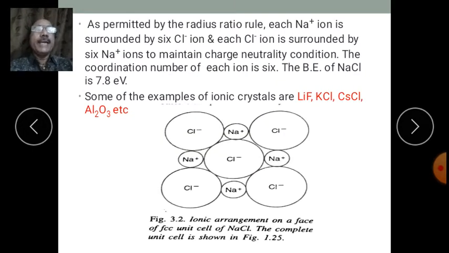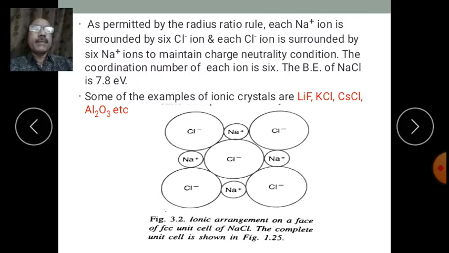As permitted by the radius ratio rule, each sodium plus ion is surrounded by 6 chlorine minus ions, and each chlorine minus ion is surrounded by 6 Na plus ions to maintain the charge neutrality condition. We have seen the coordination number of the opposite charged ions in the case of the NaCl structure. It is 6. The coordination number of each ion is 6. The binding energy of NaCl is 7.8 electron volt. Isn't it? It is quite high.